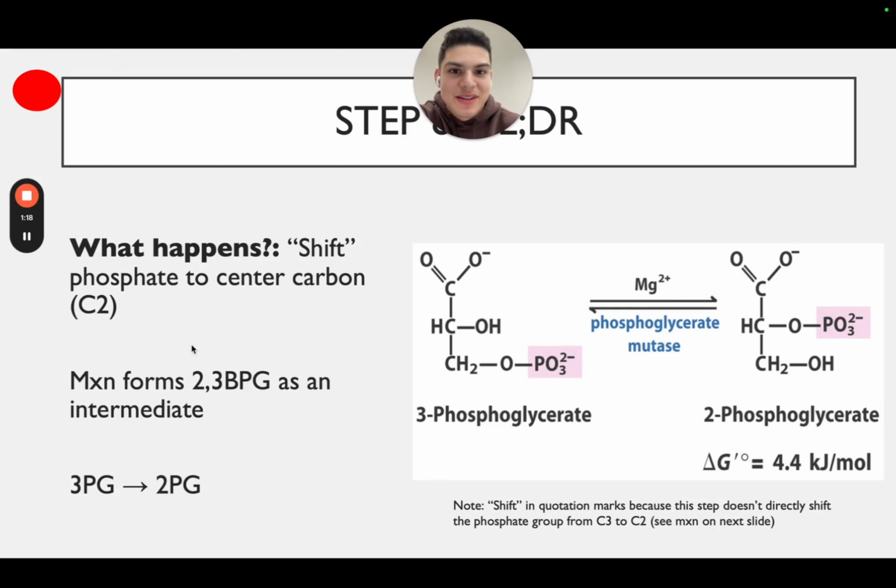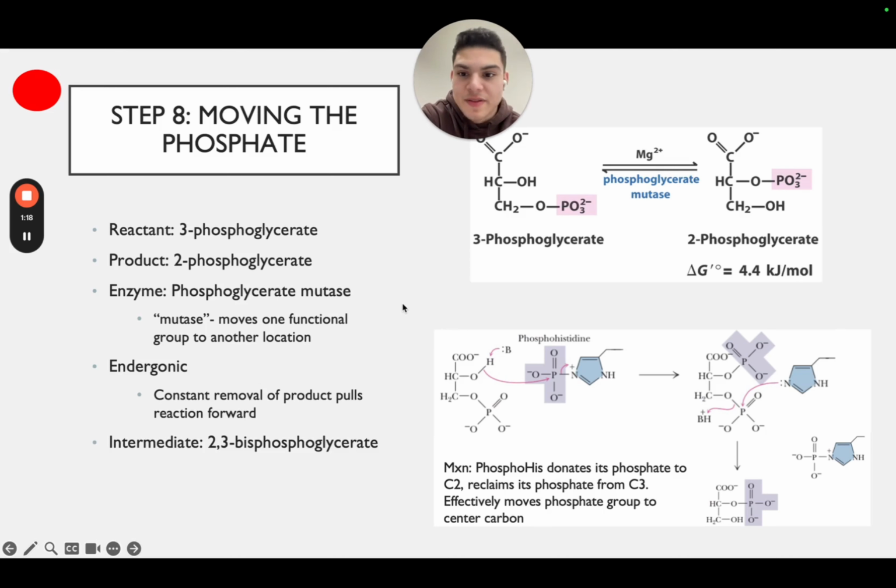I'm going to skip over this, but the mechanism forms 2,3-BPG as an intermediate. And if you remember from hemoglobin, you know what this is used for. And so moving the phosphate, this is an endergonic reaction where this mutase reaction is energetically non-spontaneous, but the reason why it proceeds in the forward direction is because we're removing the product right away.